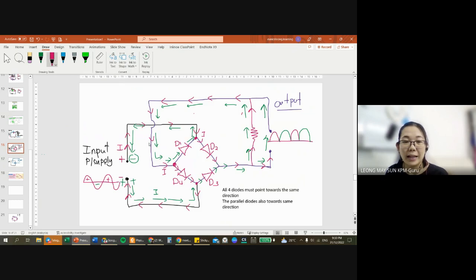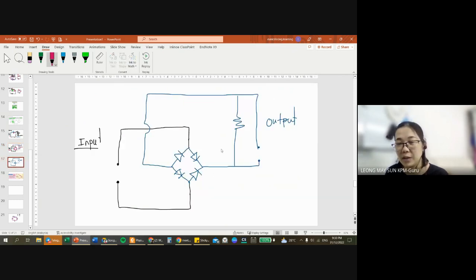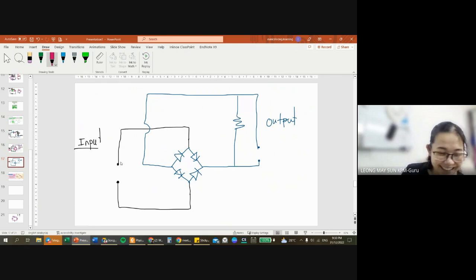Then when the negative part, the negative half, okay, you know what? I'll just re-explain this part again. I see my picture, and I think I'm scared later you will get confused instead. I'll re-explain this part. No worries. Don't worry about it.